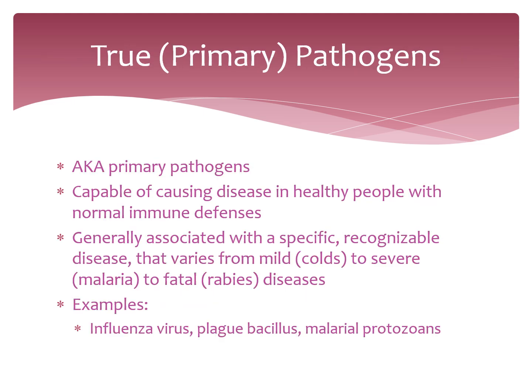So what's important about true or primary pathogens is that these are pathogens that are going to be capable of causing healthy individuals with a normal immune system to become diseased. This is very important because that's going to be the difference between true pathogens and opportunistic. So true pathogens are going to be pathogens that make healthy people sick. That is the big thing here.